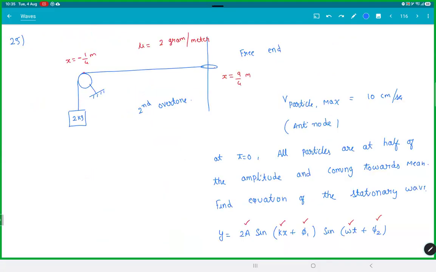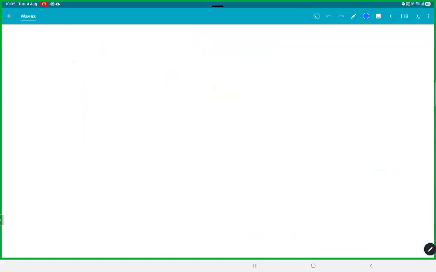And the second part, he's saying all the particles are at half of the amplitude and coming towards the mean. Now there's a problem here. You didn't tell me which half. So there are two possibilities. This is y is equal to 0. Maybe you're going like this and you're coming back. So if you say half of the amplitude, this phase angle will be 5 pi by 6. I hope you remember that.